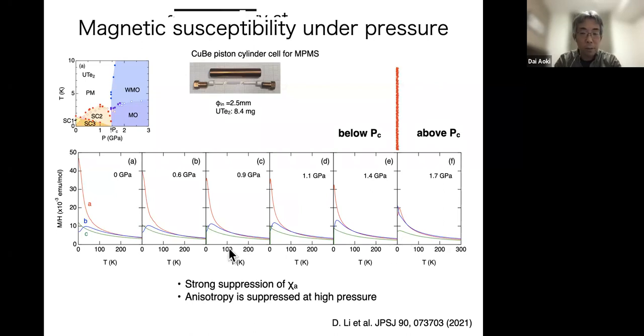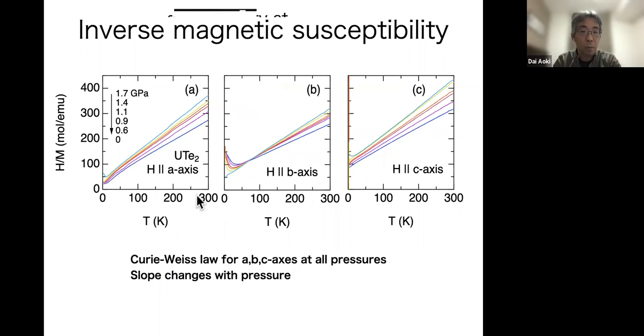If you look at the inverse susceptibility, surprisingly, at all pressures the magnetic susceptibility shows a nice Curie-Weiss behavior. You can see this for the A, B, C axes, and here you can see the slope of the inverse susceptibility changing. It means that the effective moment is also changing as a function of pressure.